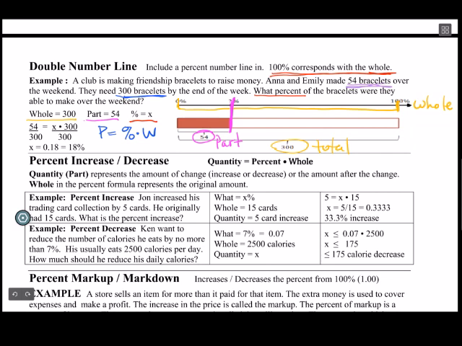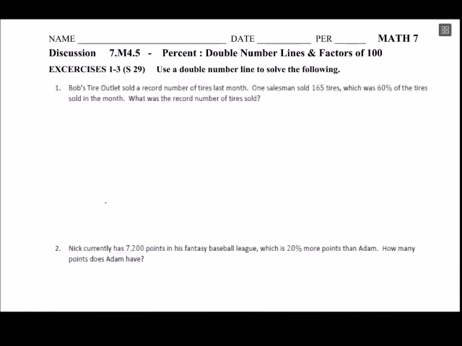We use our properties of equality, our opposite operations, to solve for x. We divide both sides by 300, and we put it in the calculator and get x equals 0.18. Now, to answer the question, we want to know what percent. To turn that into a percent, we multiply by 100, and we get 18% of the bracelets were made over the weekend. Now let's look at an example.